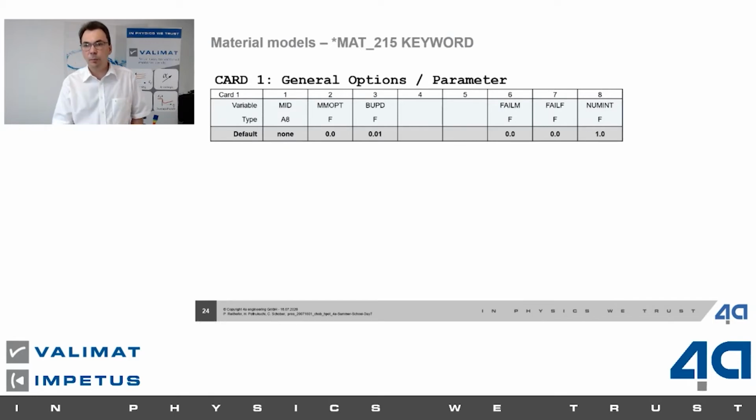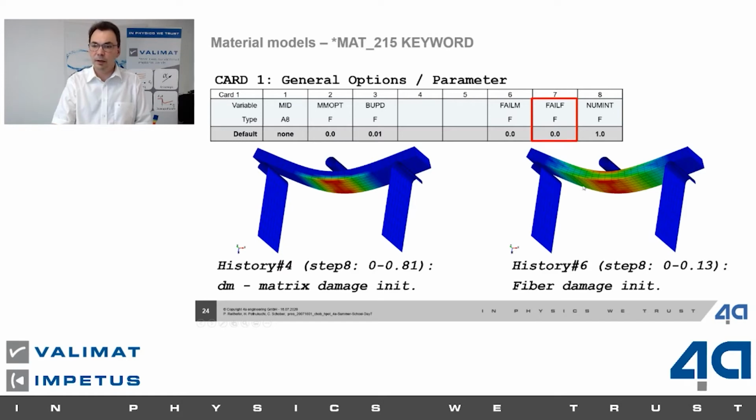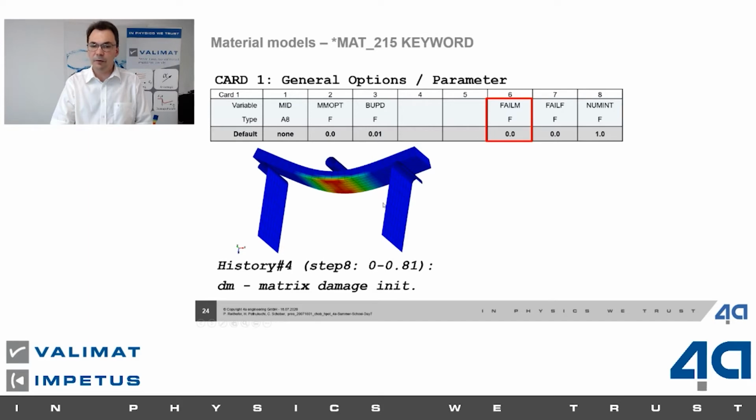Quite interesting are the general options here. These general options offer you to switch on the failure on the matrix and the failure on the fiber. If you're just using 0 here, you can just post-process it. So in that case, here we see the fiber, and here we see the failure of the matrix. So at the same step in this bending test, step 8 in the simulation, we see we are around 80% of the damage initiation, so quite close to the failure. At 1, it would fail.